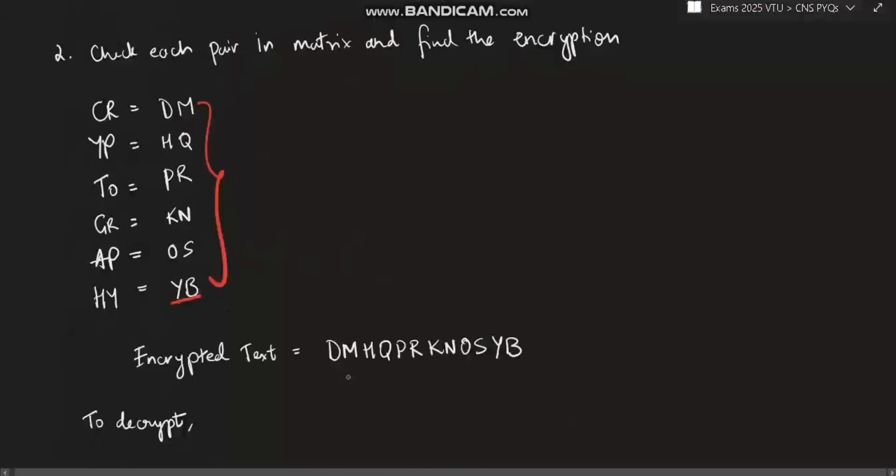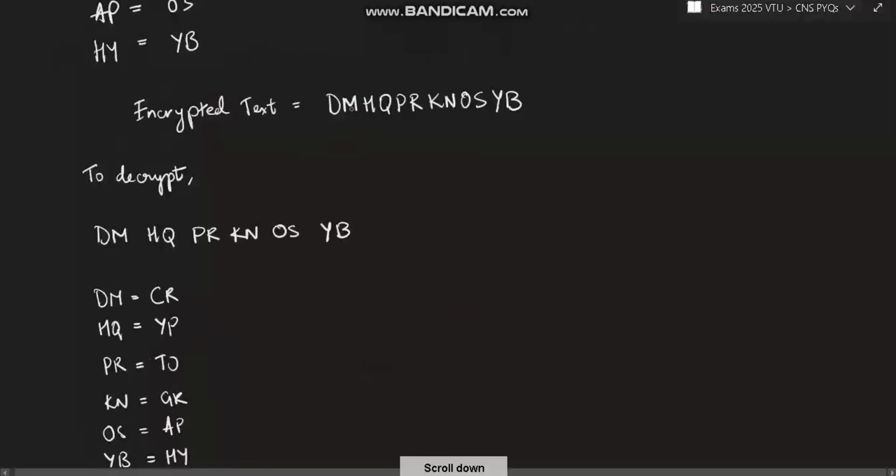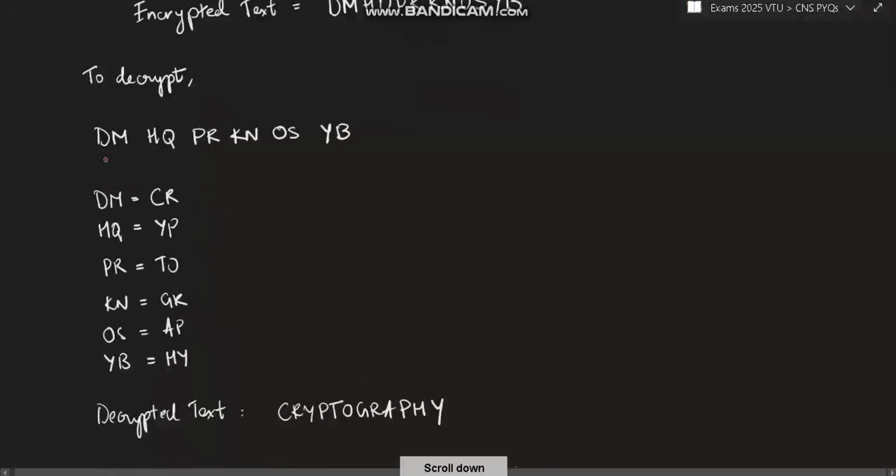Now write this all together. It will be DMHQPRKNOSYB. This is the encrypted text. Decryption, do the reverse of it. Take this and divide it into pairs of two. So it will be DM first, then HQ, then PR, then KN, then OS, then YB.